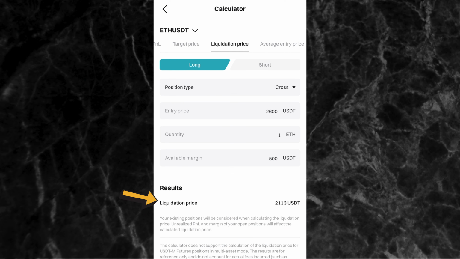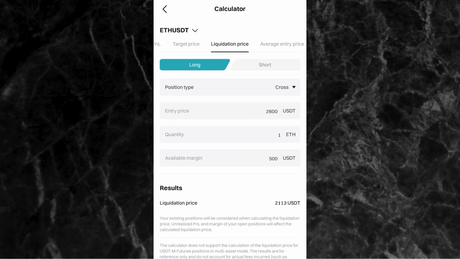And right here you can see your liquidation price will be 2,113. So that's the liquidation price. So what this is telling you is that if you enter this trade, make sure you exit the trade before the price of ETH gets to 2,113. Because if it gets to that price, you lose all your money. You lose all your $500.